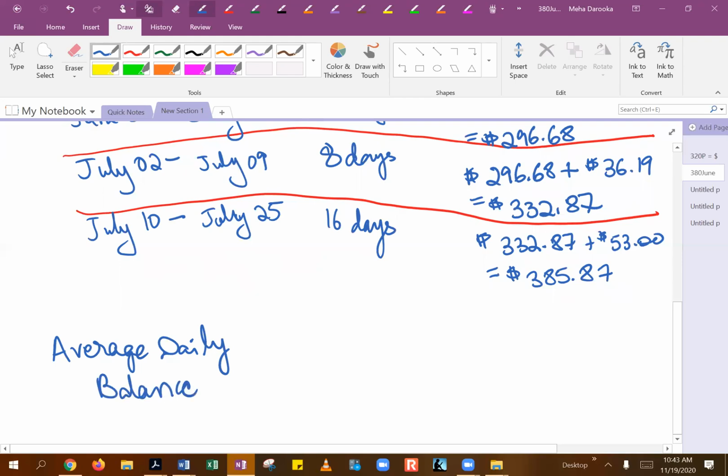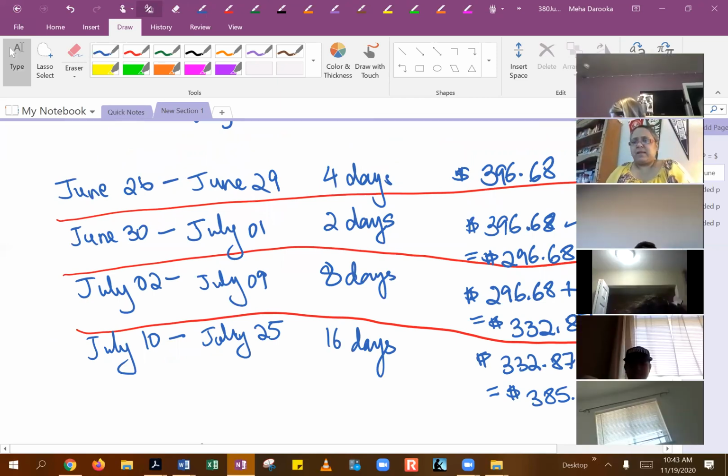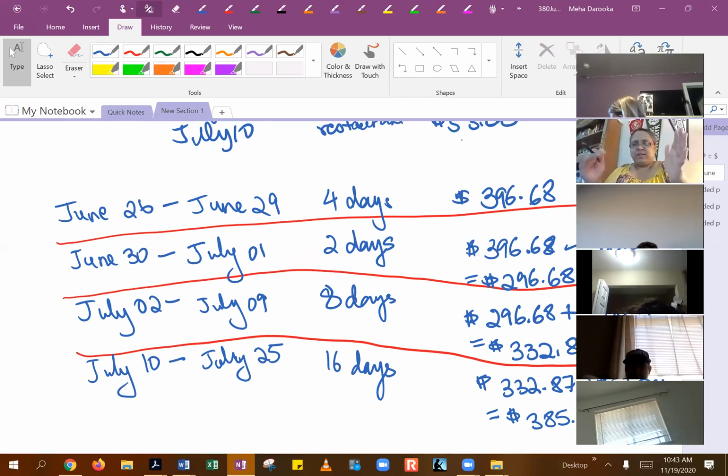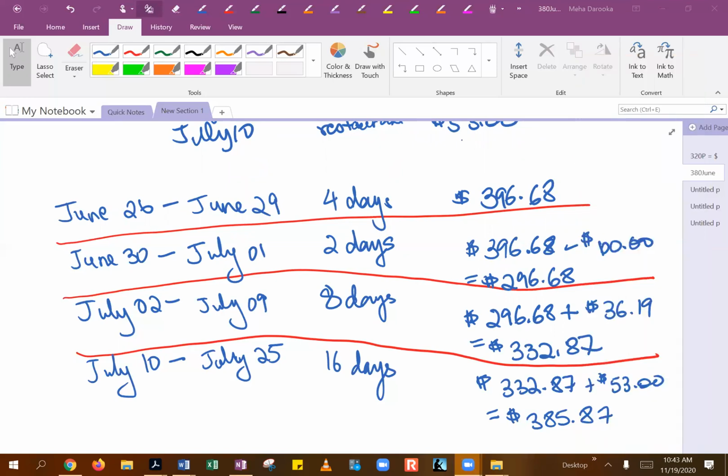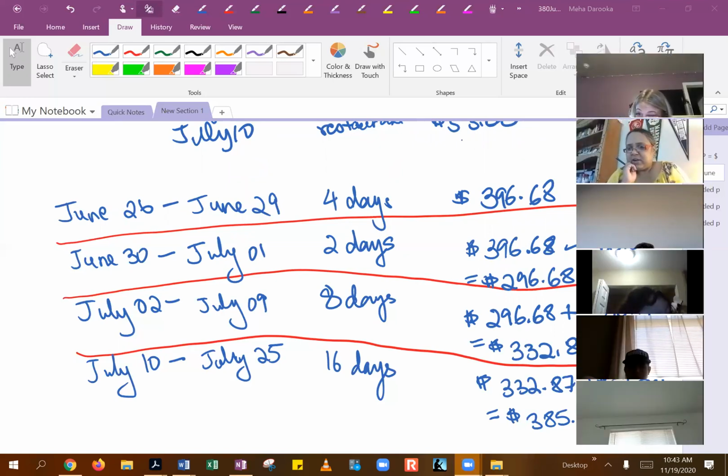Okay, so before we actually get into that calculation, I wanted to see if any of you had a question on how we did this really badly designed table, how we calculated our days and then the balance for that number of days. Is everybody okay with these calculations as we went from June 26th to July 25th? Anybody have a question on that? Okay, Isabel, you want to know why do we subtract? So are you talking about subtracting that $100 at the beginning?